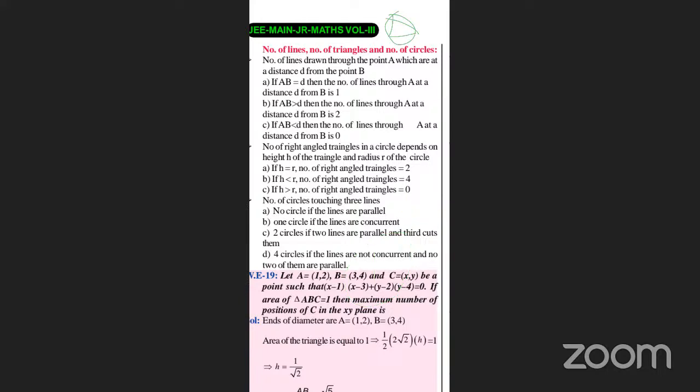Now, next thing is how many circles we can draw by touching three lines. If three lines are given, how many circles can we draw touching these three lines? If two of the three lines are parallel, we can't draw a circle. No, we can't draw any circle touching these three lines.